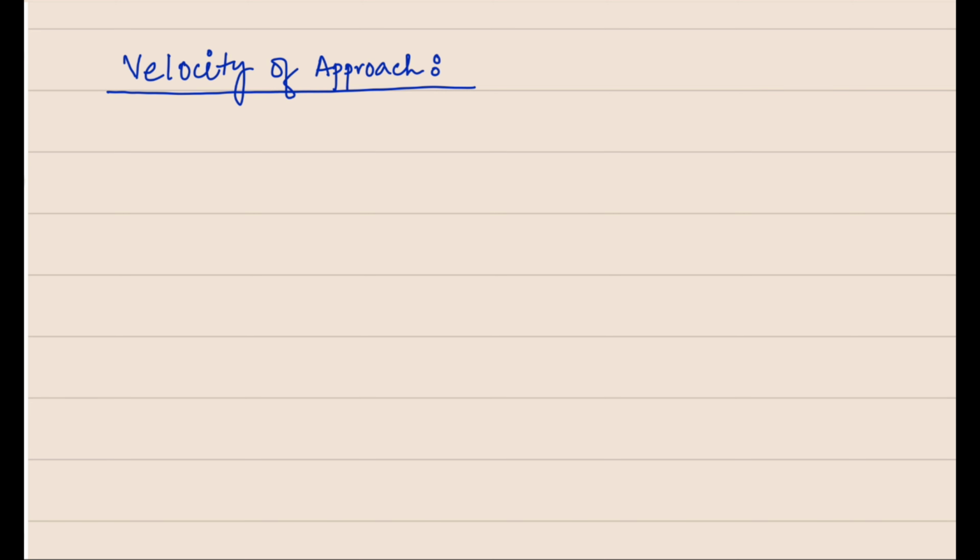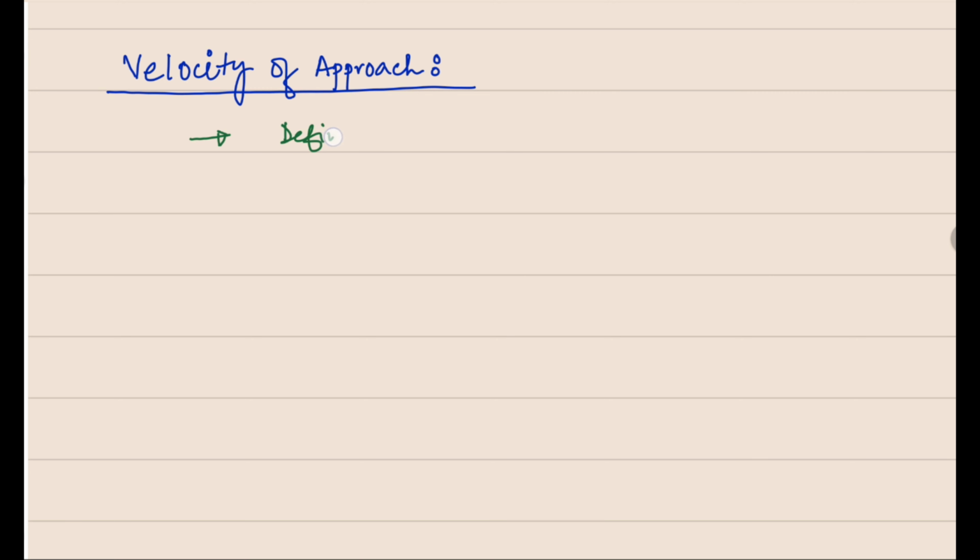Now we will discuss the concept of the velocity of approach as well as its relevance and importance for the measurement of the discharge over the weir. So first thing is its definition.